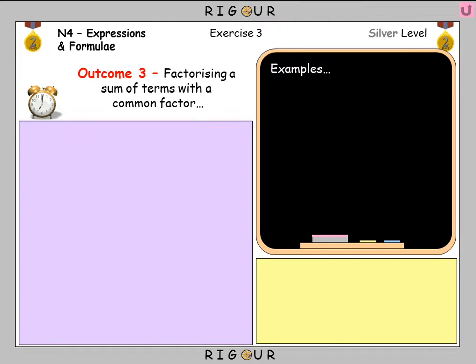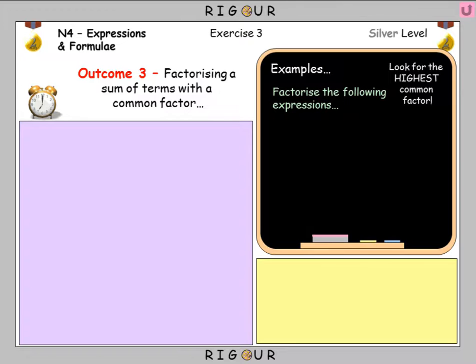So moving on to our third and final outcome, we're going to be looking at factorizing a sum of terms with a common factor. So we said in the previous tutorial that factorizing meant put into brackets, so we're going to factorize x squared plus 5x, and we do this by looking for the highest common factor. So we're looking for something that we can divide x squared and 5x by.